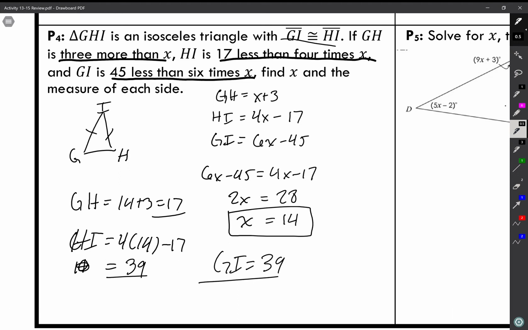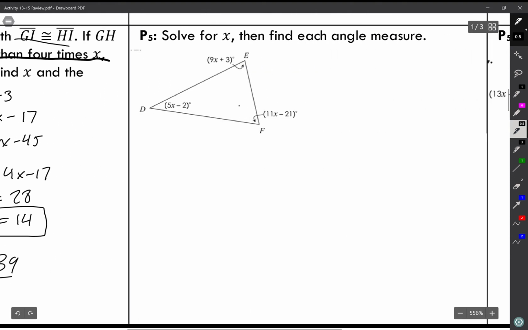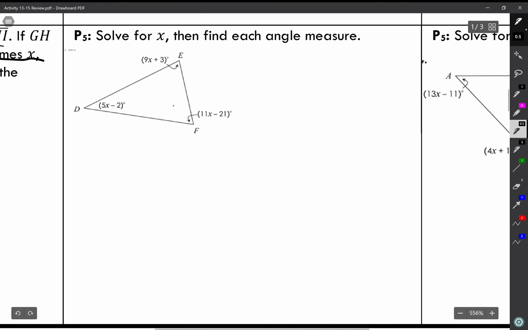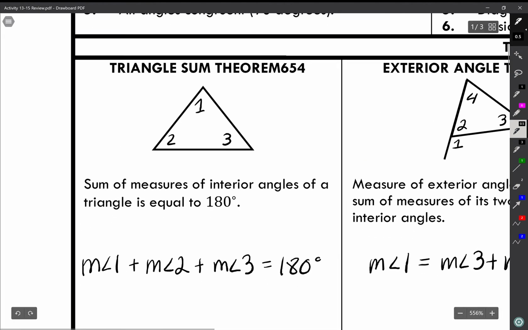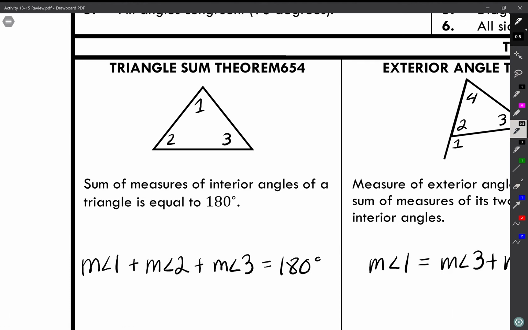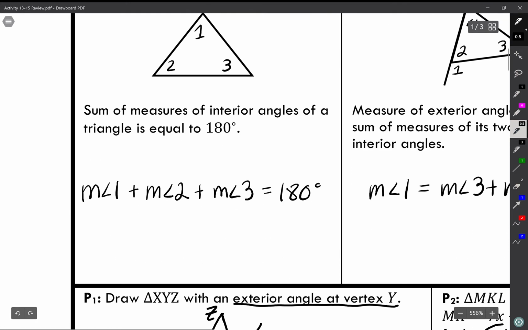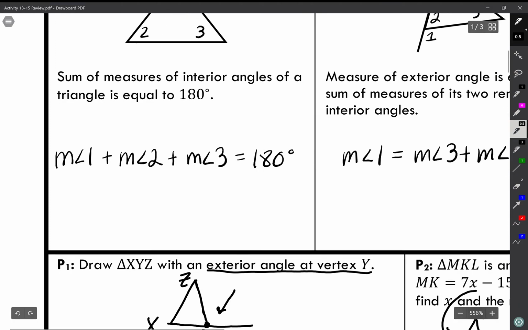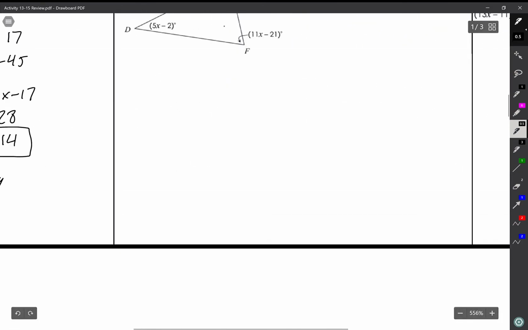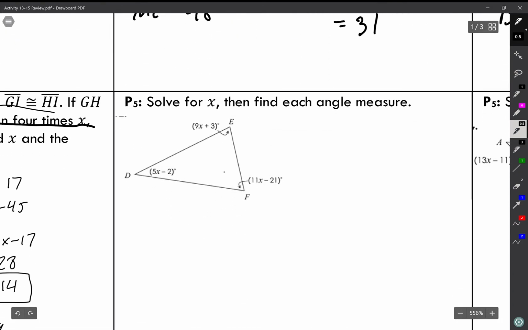Awesome. Next, 5. Solve for x and find each angle measure. What I'm given here is a triangle, and I have expressions for the 3 interior angles of the triangle. The triangle sum theorem tells me that the sum of the measures of the interior angles of a triangle is equal to 180. So basically what I do is add the 3 measures up and set it equal to 180. I can do that to set up an equation for x.